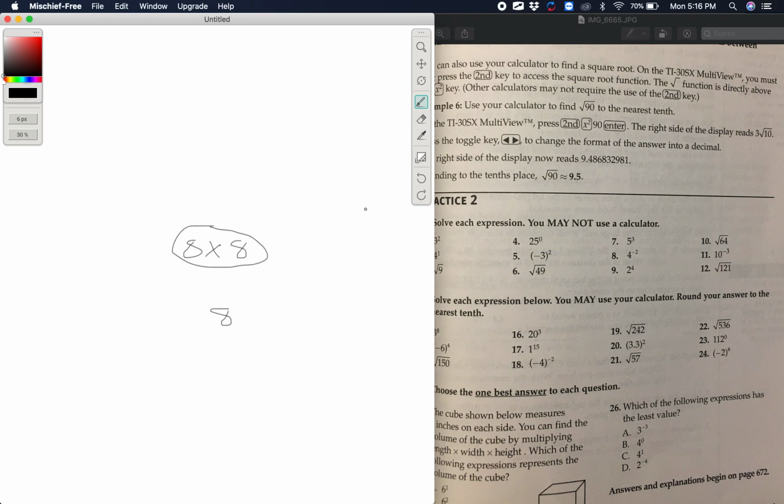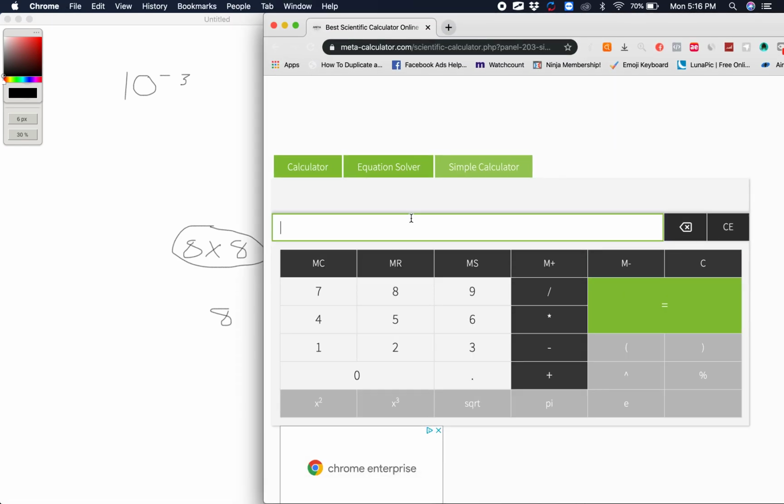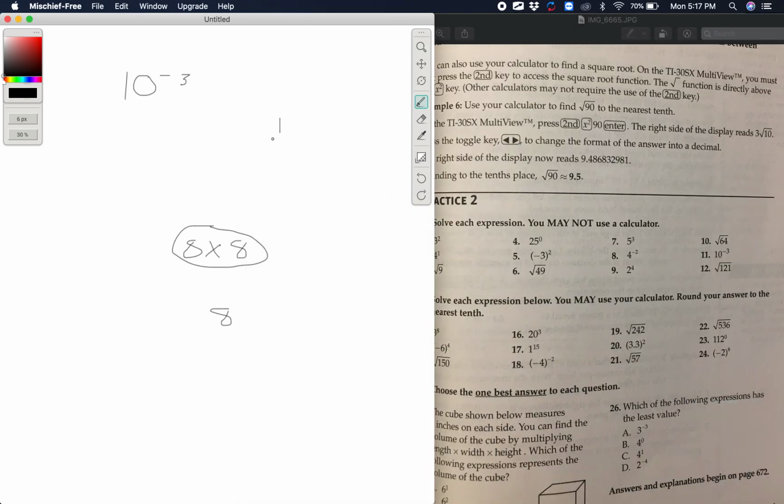Then we have 10 to the negative third power. Well, you kind of already know that 10 times 10 is 100, 10 times 100 is 1,000, 10 to the negative third power equals 1,000th, okay? So we know this is 1,000th because this is 1,000th place, tens, hundreds, thousands, okay? So again, the answer key shows 1 over 1,000, although technically the other number is not incorrect.